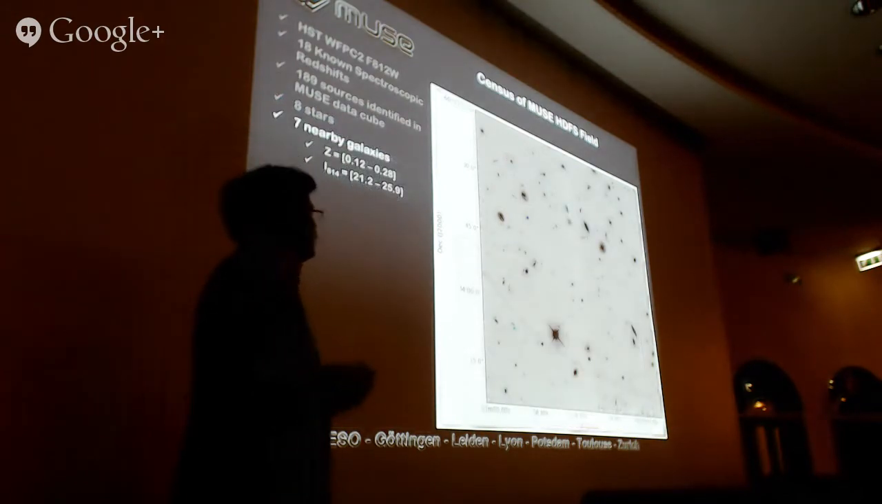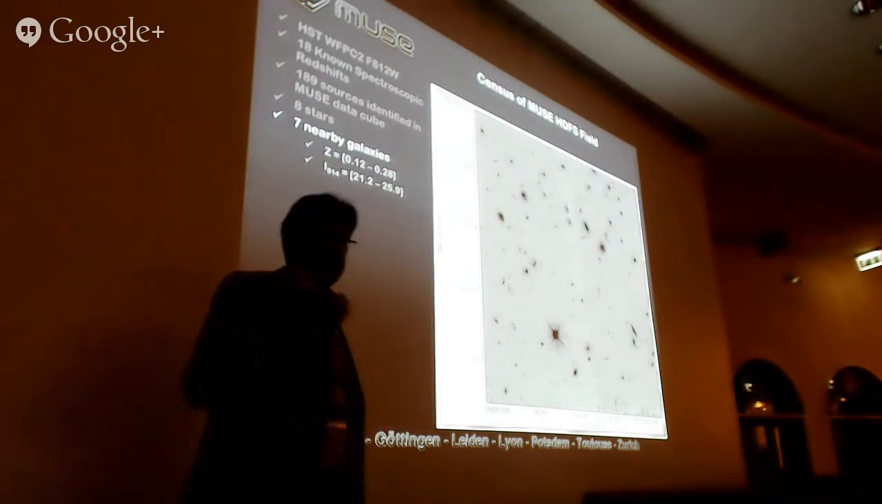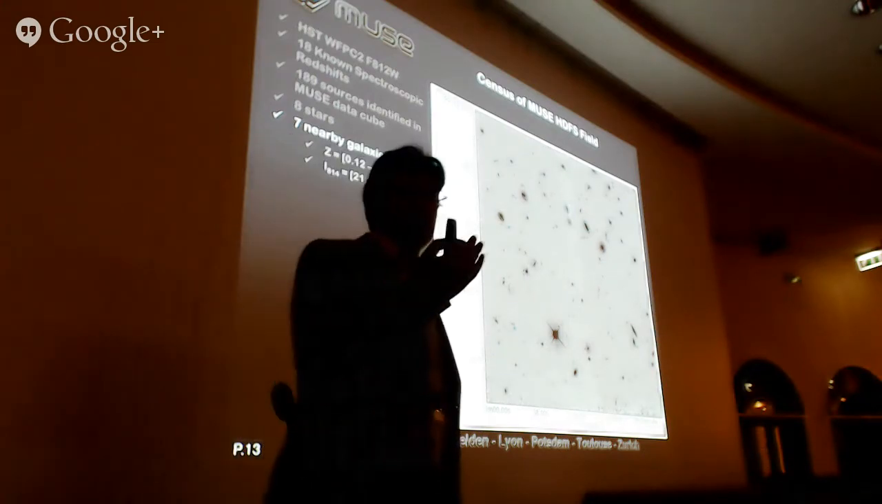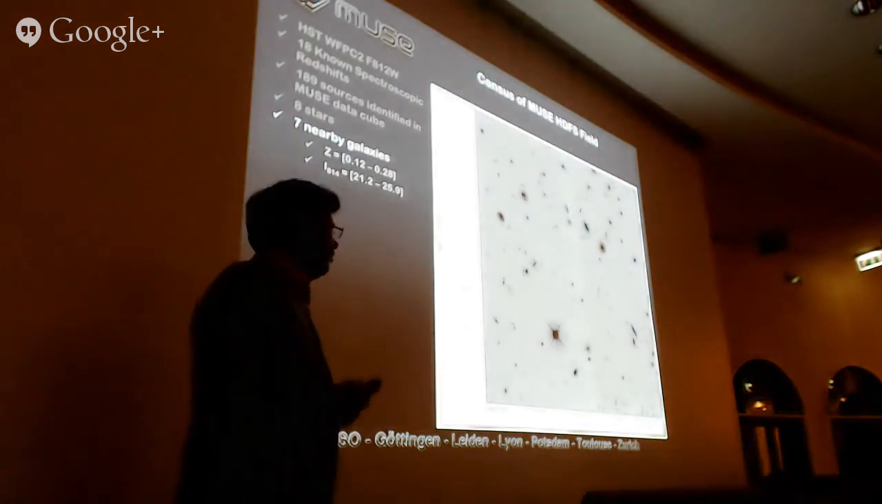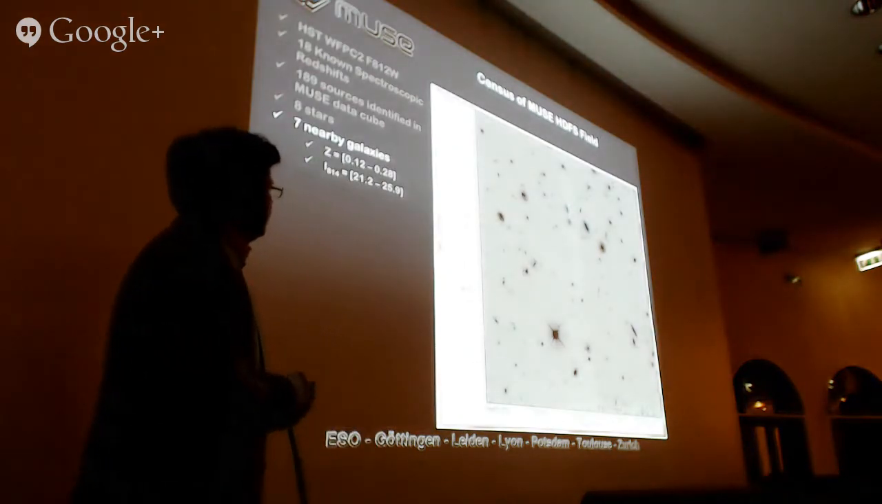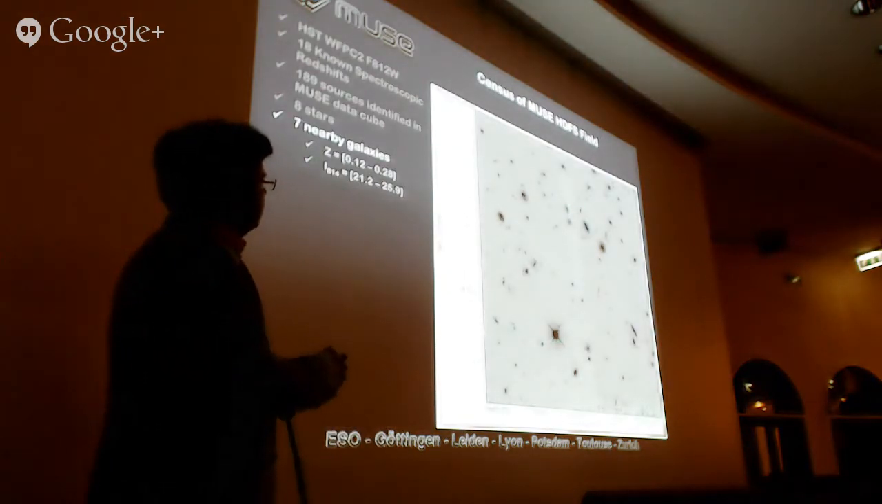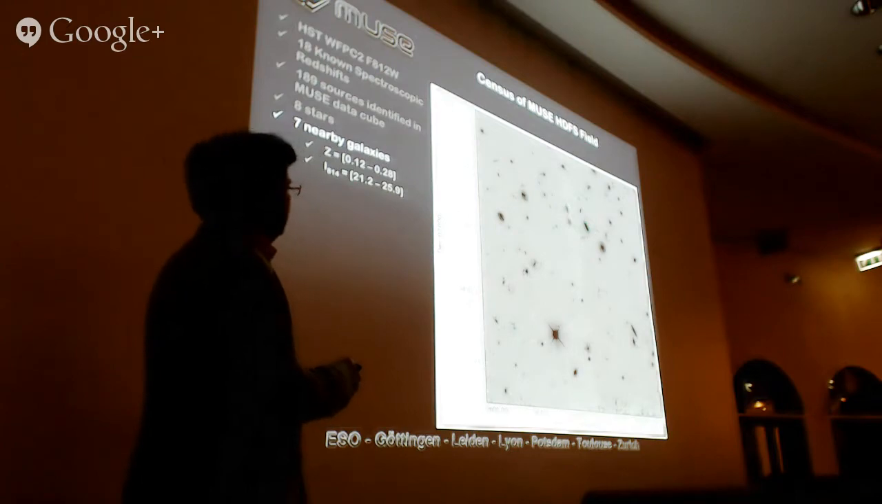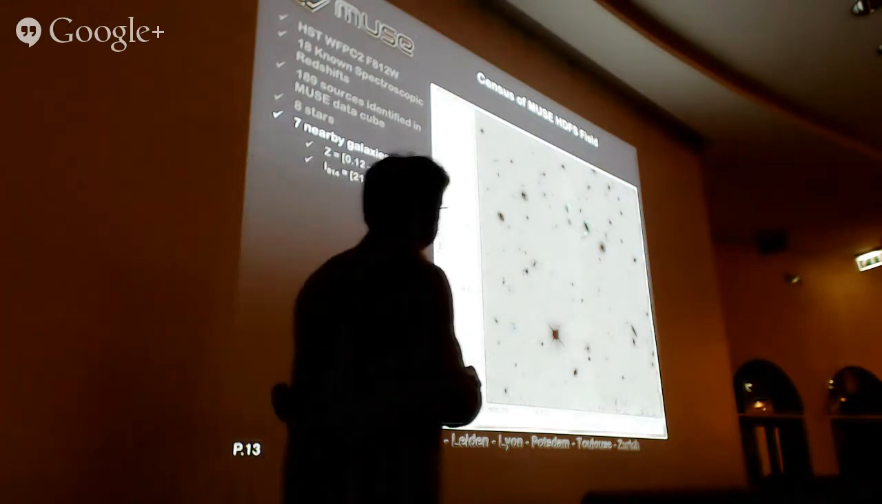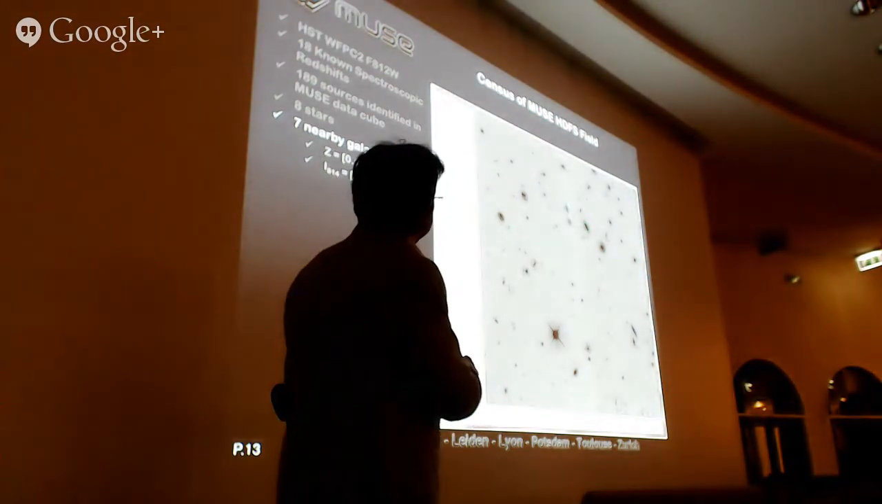There are seven so-called nearby galaxies, defined by the limitation that the oxygen 2 emission line is below the blue cutoff of MUSE. There are a few relatively bright spiral galaxies there, but the others are very small.